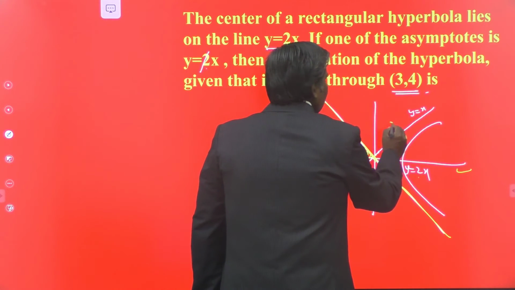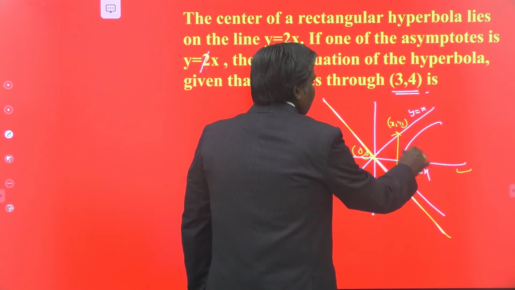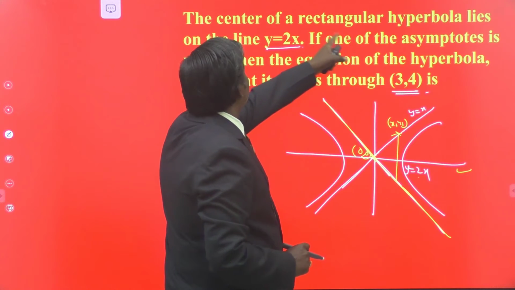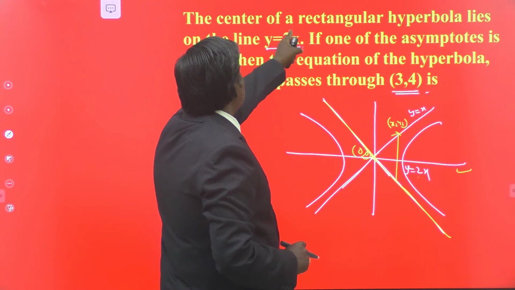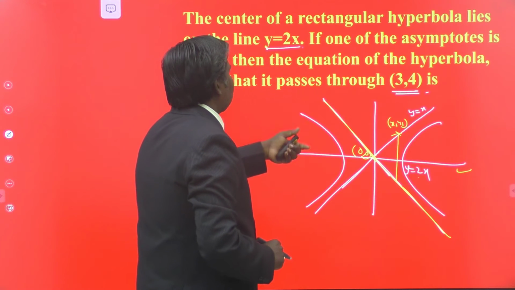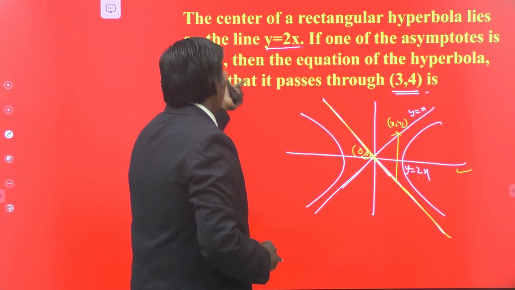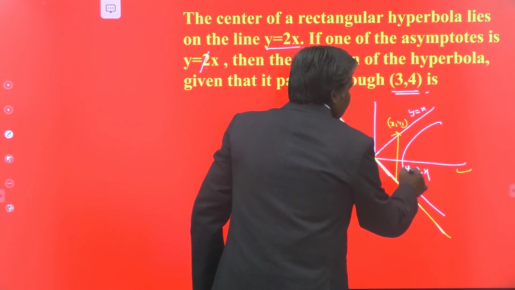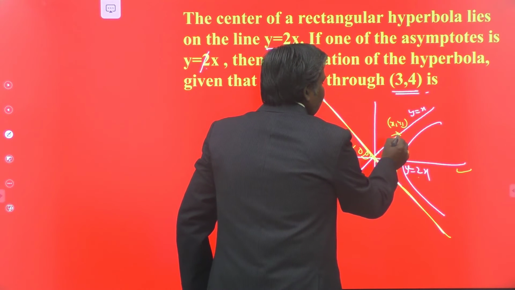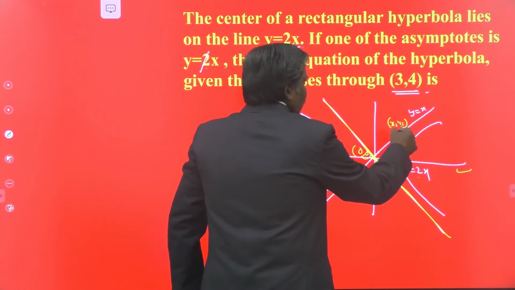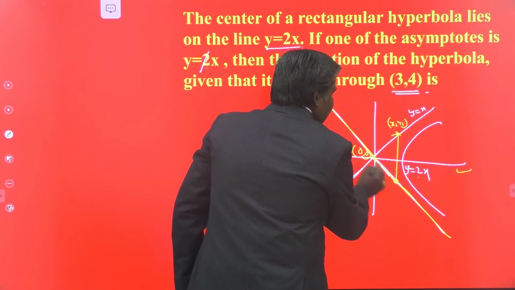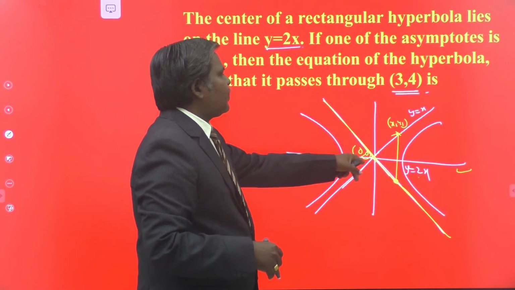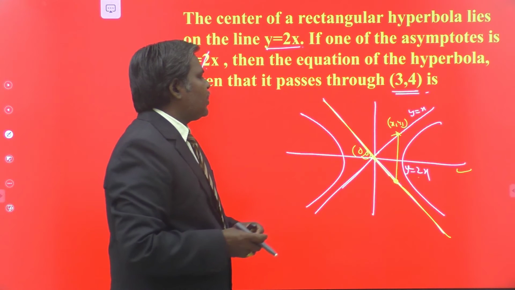Suppose this is the point x1, y1, then you can write the image. The center of a rectangular hyperbola lies on the line y is equal to 2x, and one of the asymptotes is given to you, y equal to x. We have to find the image for that one. Once you have the image on that line, you have this point. From that you can write the equation and find the combined equation of the asymptotes, and differ by a constant and substitute 3, 4, we obtain that one.